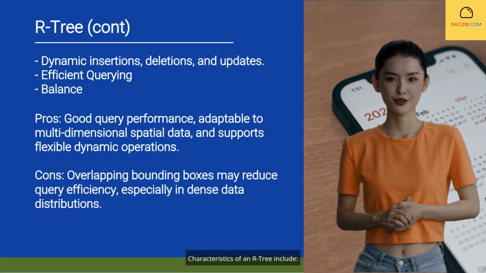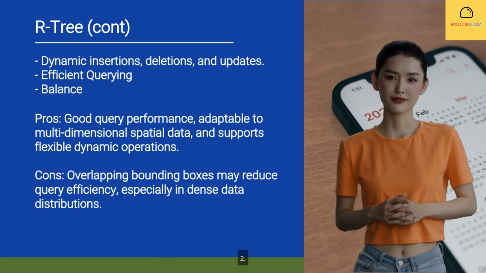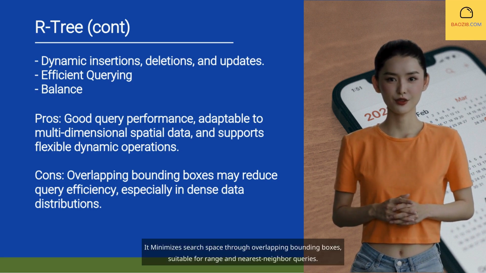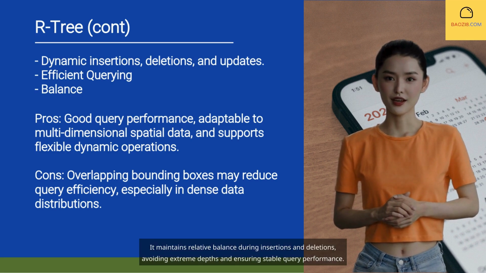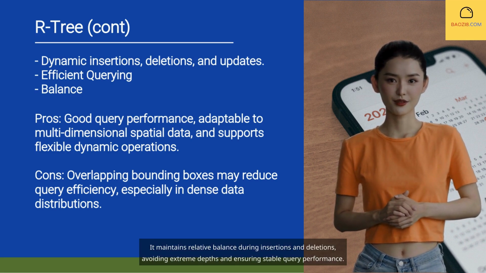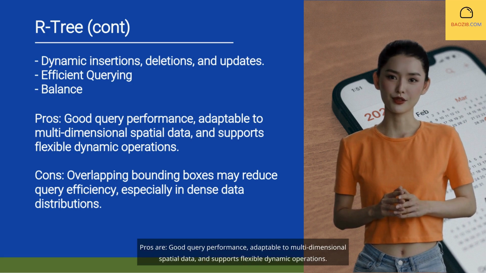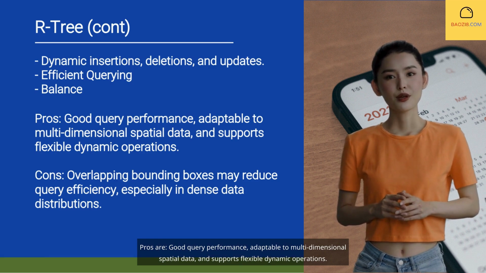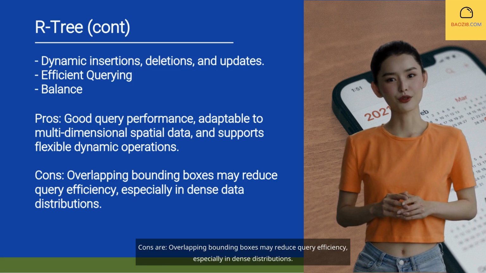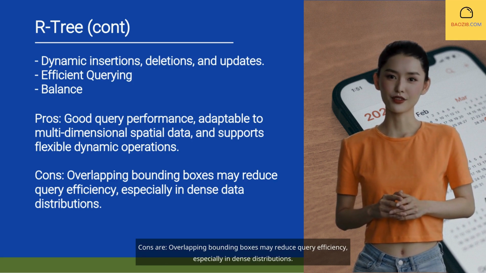Characteristics of an R-tree include: 1. It supports dynamic insertions, deletions, and updates. 2. It minimizes search space through overlapping bounding boxes, suitable for range and nearest neighbor queries. 3. It maintains relative balance during insertions and deletions, avoiding extreme depths and ensuring stable query performance. Pros are good query performance, adaptable to multidimensional spatial data, and supports flexible dynamic operations. Cons are overlapping bounding boxes may reduce query efficiency, especially in dense distributions.